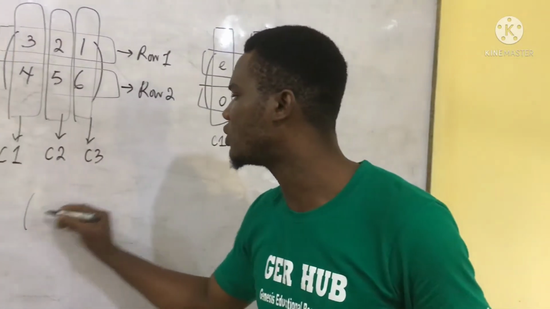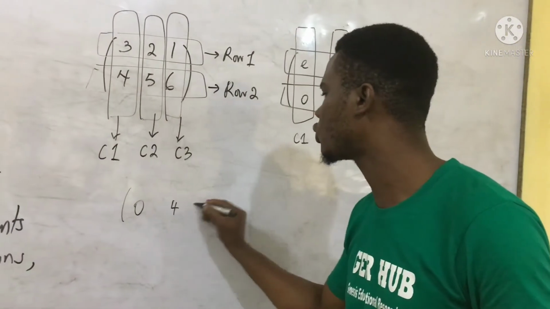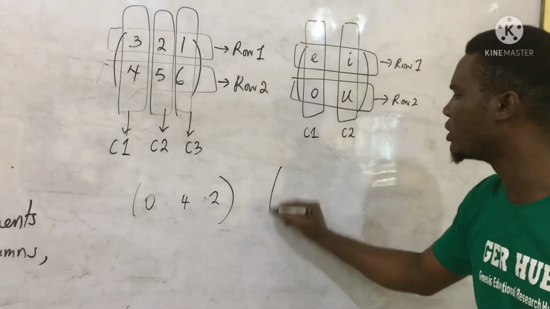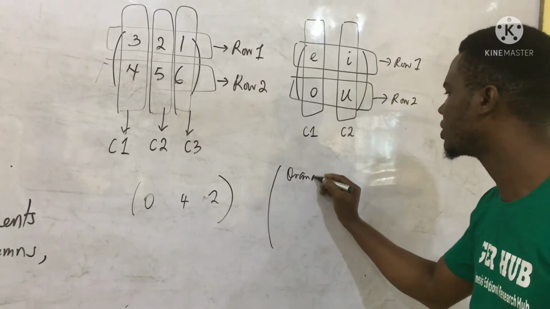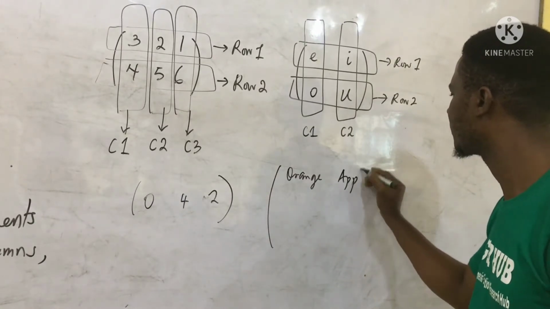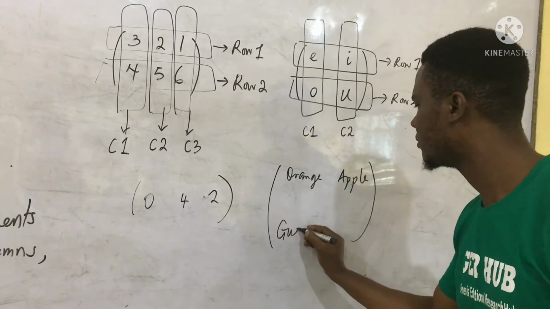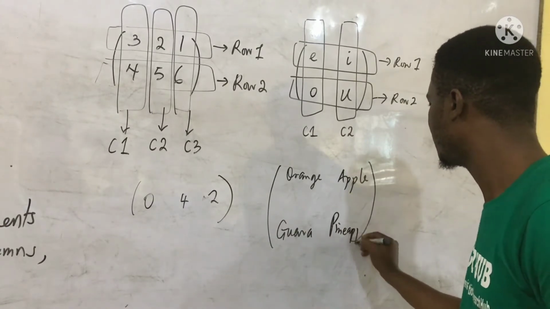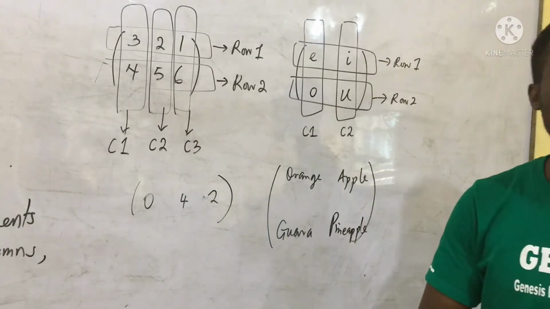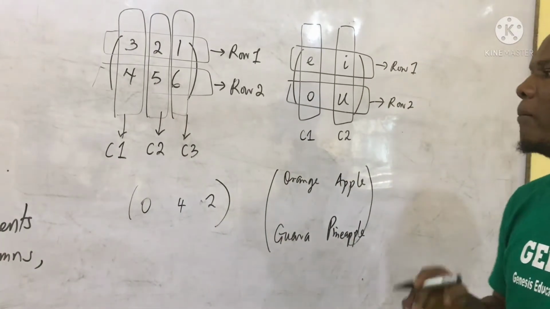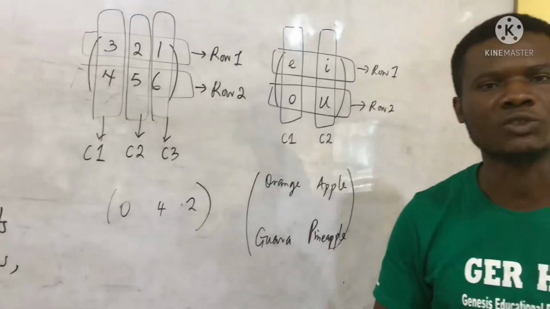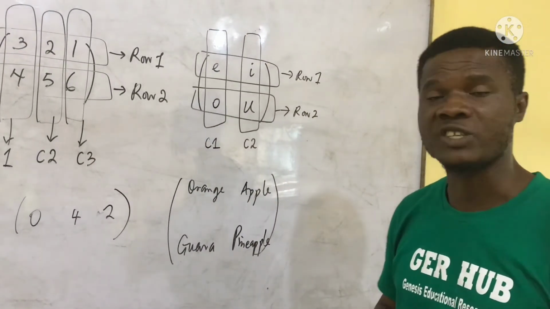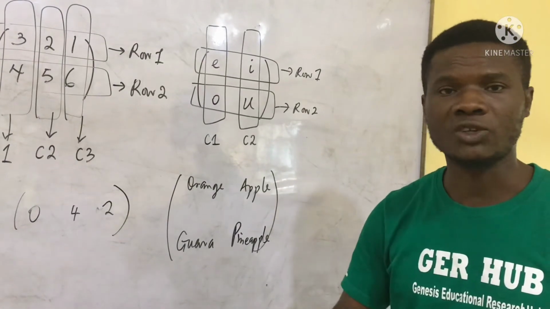So you could have this to be a matrix, 0, 4, 2. This could mean or refer to a matrix. You could have a matrix like this containing orange, apple, guava, and then pineapple. This could also refer to a matrix. Okay? So matrices must not be restricted to numbers. They could also in structure be representing entities other than numbers.